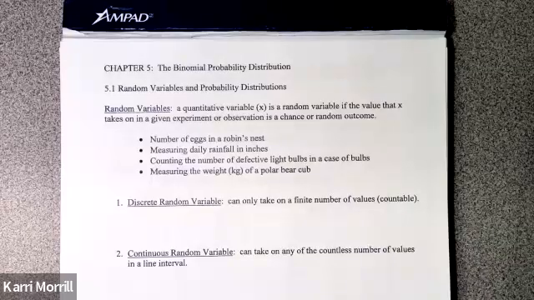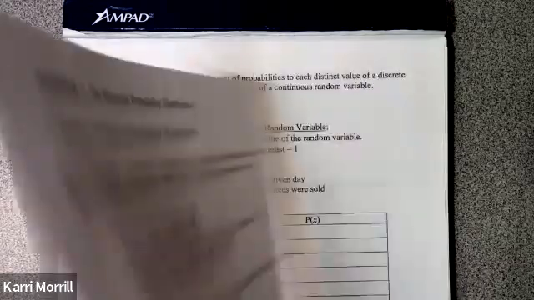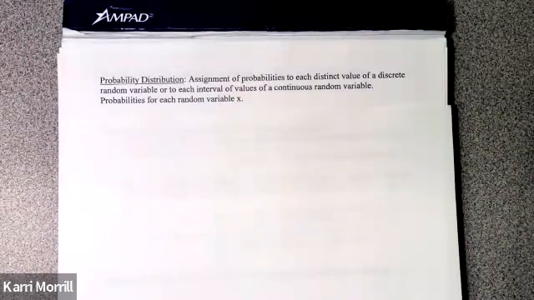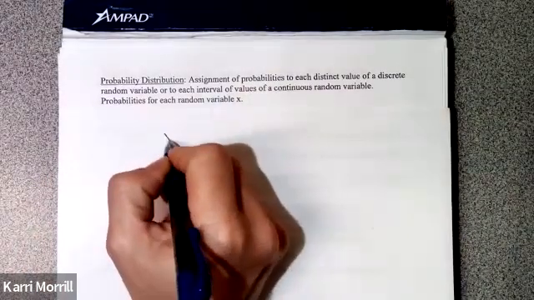Chapter 5 begins talking about the binomial probability distribution. 5.1 is random variables and probability distribution. I kind of want to take you a little bit back to your algebra days. For some of you, you may love revisiting this. For those of you, you may not.